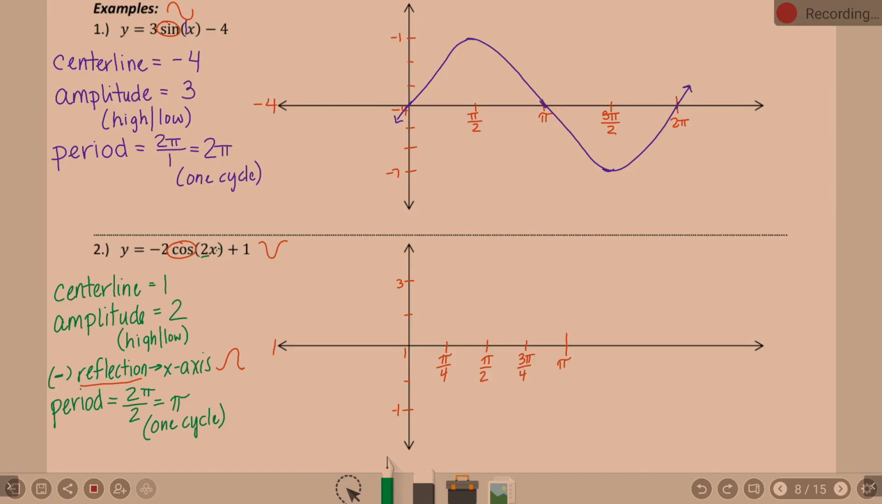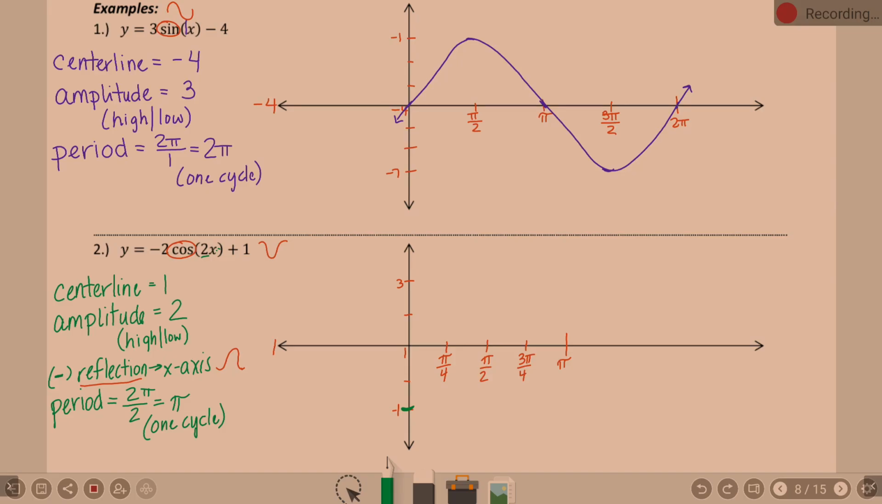Cosine, but reflective. So now, normally I would say cosine is going to start up here at 3. But, what's the but? It's reflected, so instead of starting up here at 3, it's going to start down here at -1. Now, each quarter mark, you're either always crossing the x-axis or you're hitting a high or a low. So right here, we start at -1.